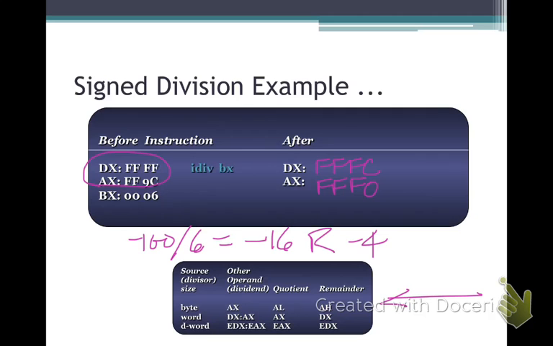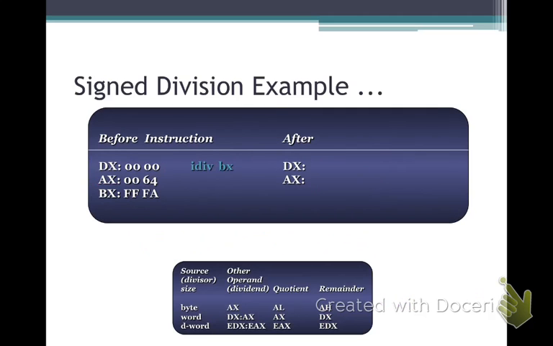All right. Well, let's go back through the other version of that same example. In this case, I'm dividing 100 by -6. My quotient should be -16. My remainder will be 4. So, in DX, my remainder is stored as 0004. My quotient is still -16, so FFF0. Okay? All right.